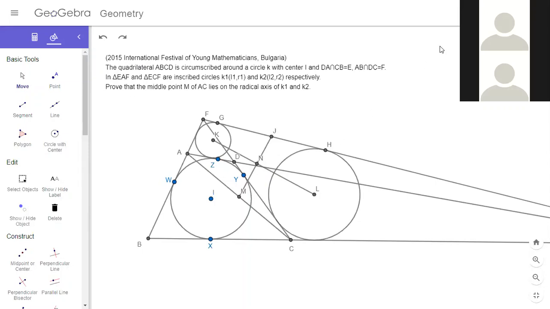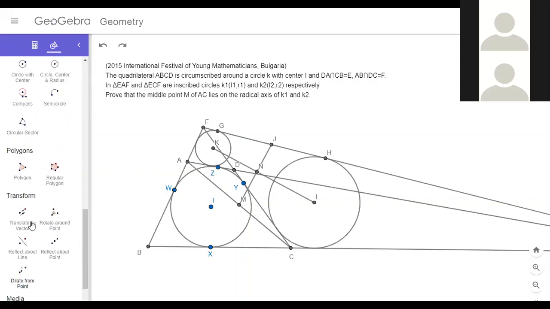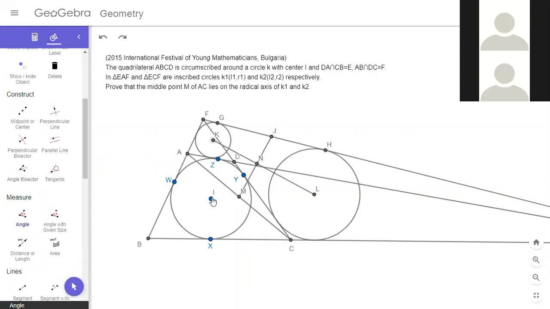But what I was thinking is, let's see the chat. J looks like it might be the radical center of all three. KIL looks like a right angle. I don't think KIL is a right angle. Let me check. At least not when I just moved it right now. No. But if we can show the distance AK, actually, let me think about this.